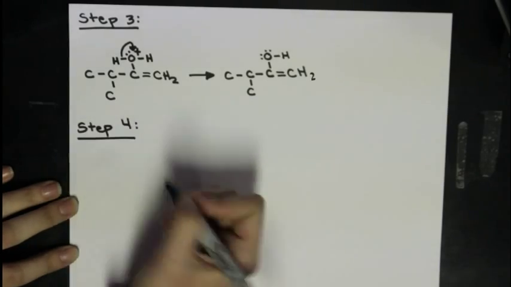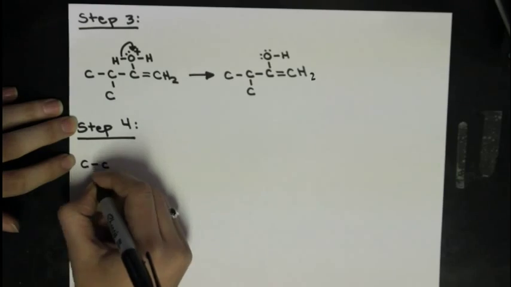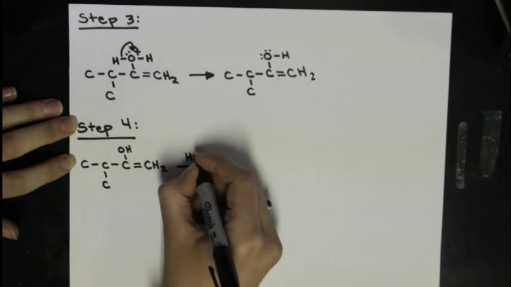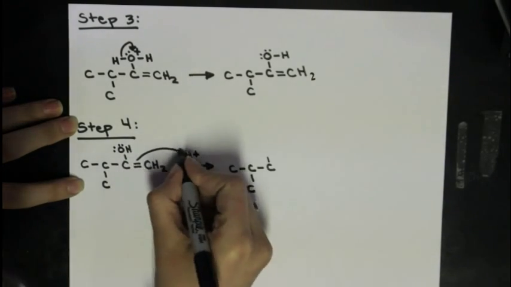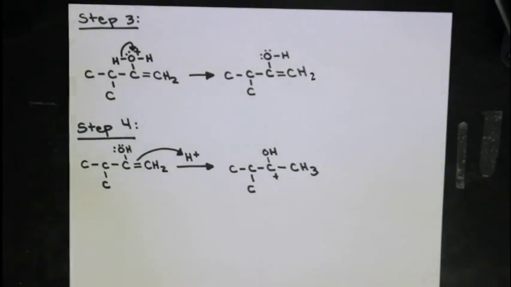Step 4, we're going to have the alkene actually attacking, and it's going to attack another H+, and it's going to add the H+ to the less substituted carbon, so it's going to end up with CH3 and another carbocation in the same place as it was before.